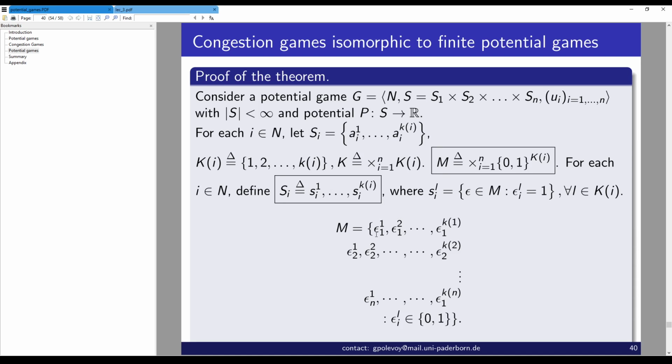So the set of facilities is the set of all the epsilon. First of all, in the first row you have epsilon 1 in the superscript 1, 2 till k small of 1. In the second row, you have epsilon 2 in the superscript 1, 2 till k small of 2. And so you go till epsilon n, and of course here it should be n. I'm going to change this as well.